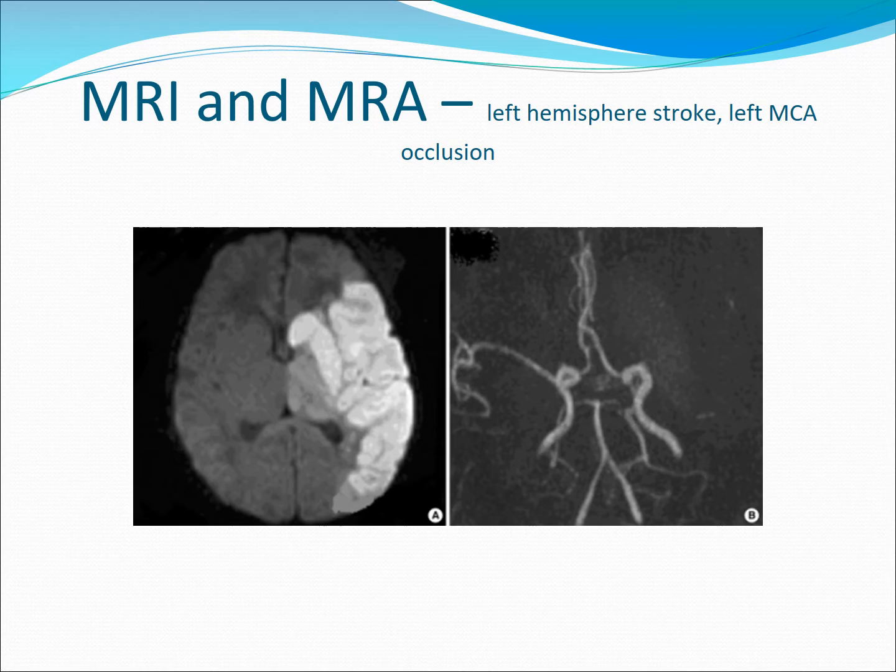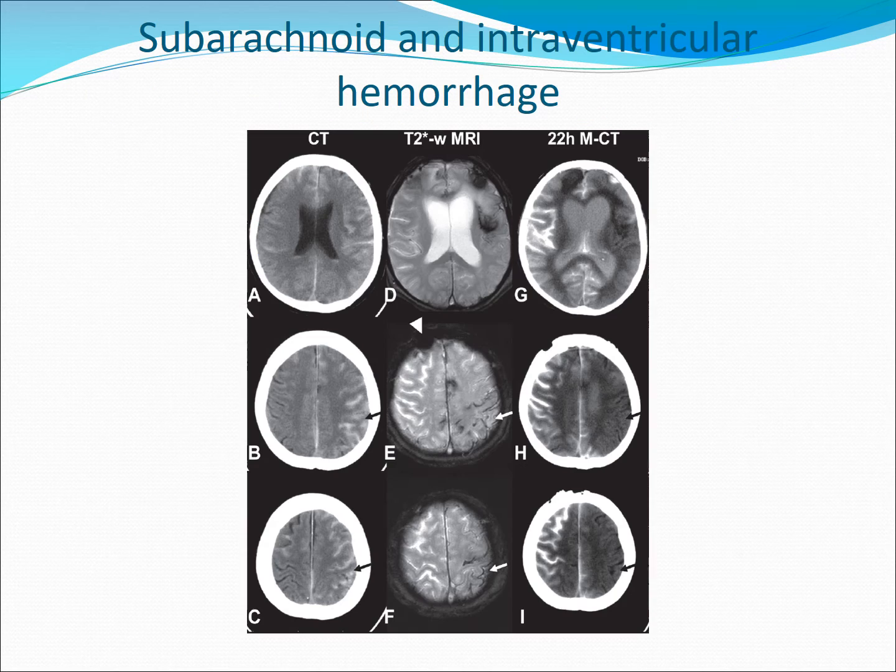Again, this being the right middle cerebral, the left middle cerebral is absent completely, and because it is absent, this whole right white part of the left hemisphere has suffered permanent infarction. This is a comparison of a few imaging sequences as to how they show blood. This has both subarachnoid and intraventricular hemorrhage, and I will point those out.